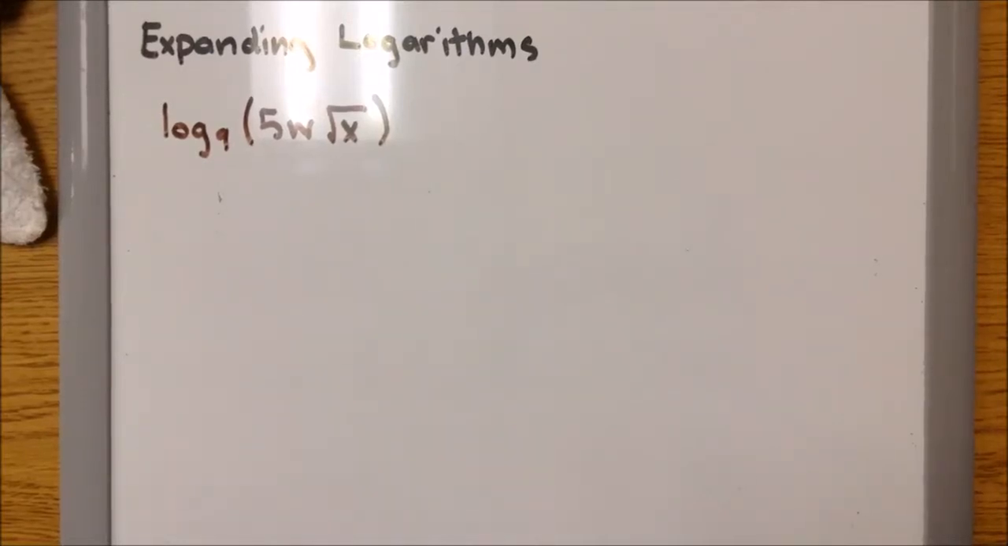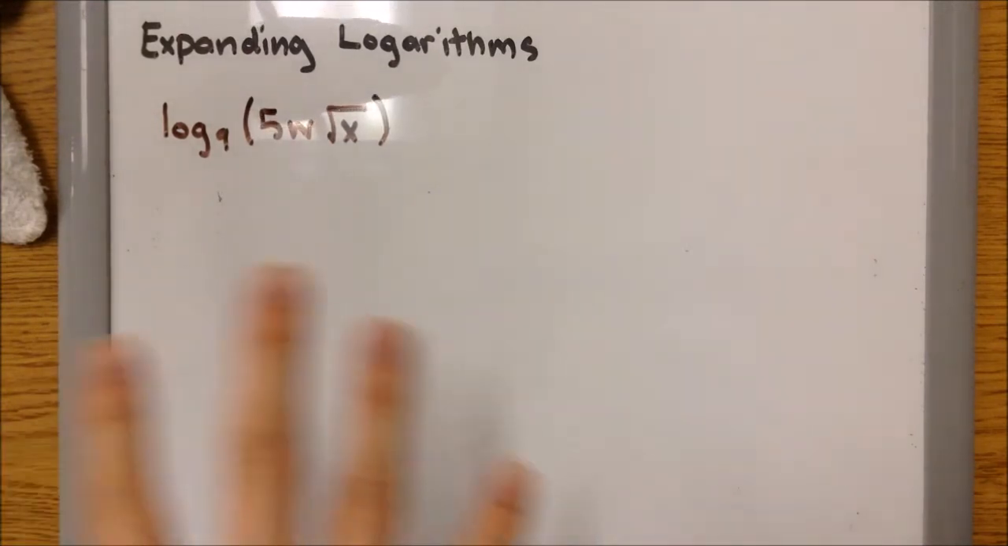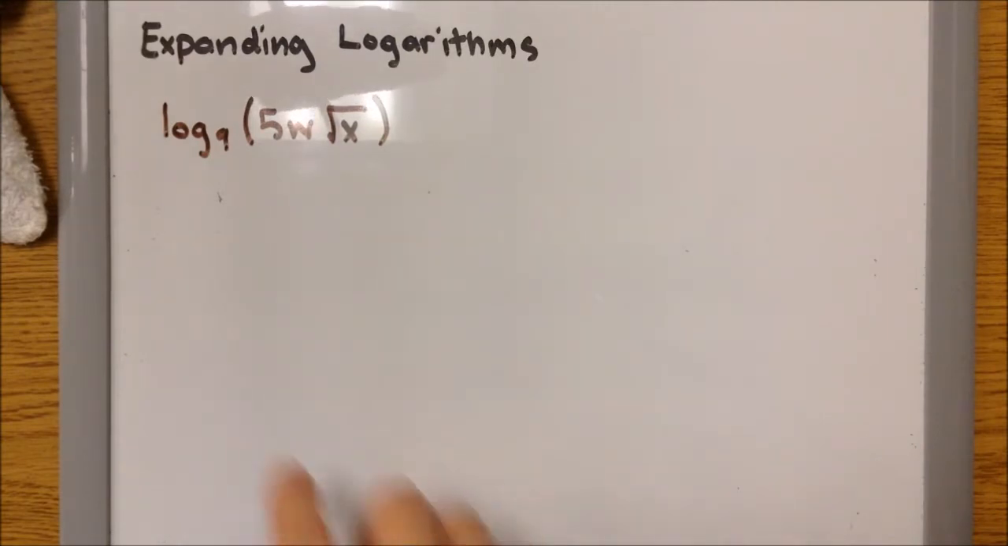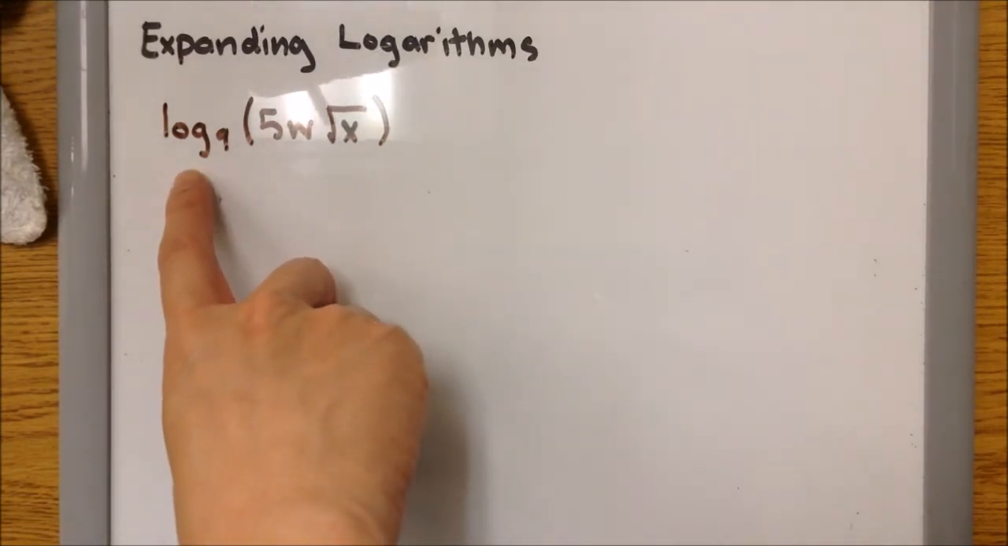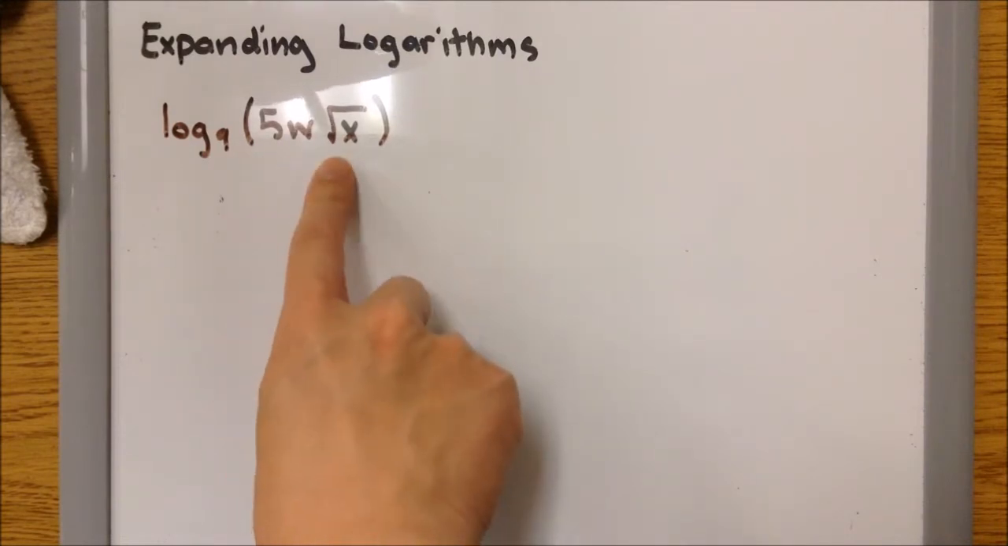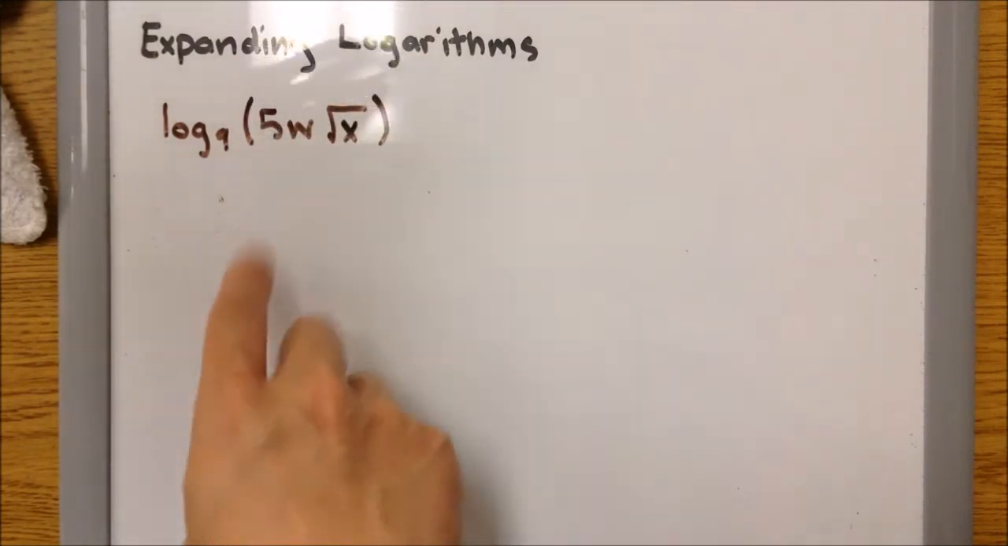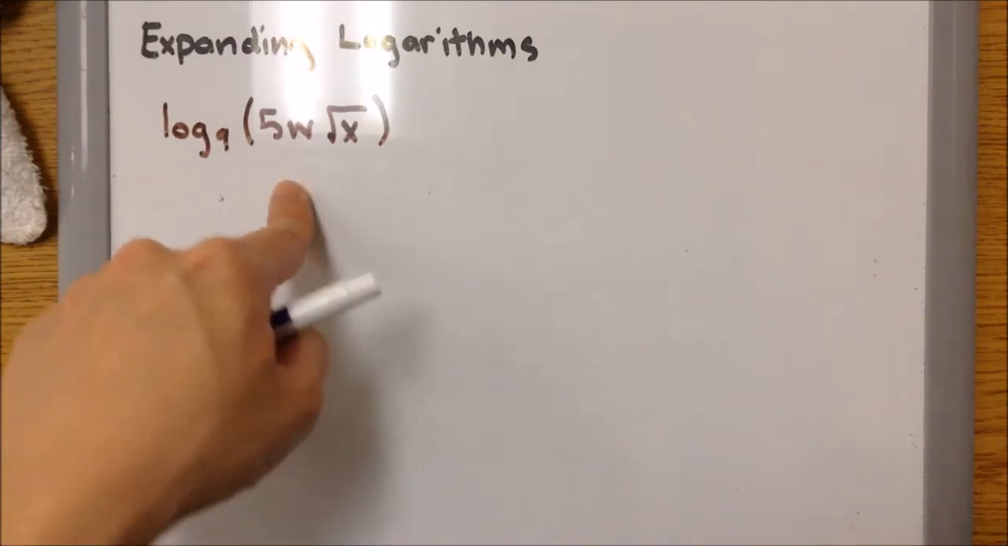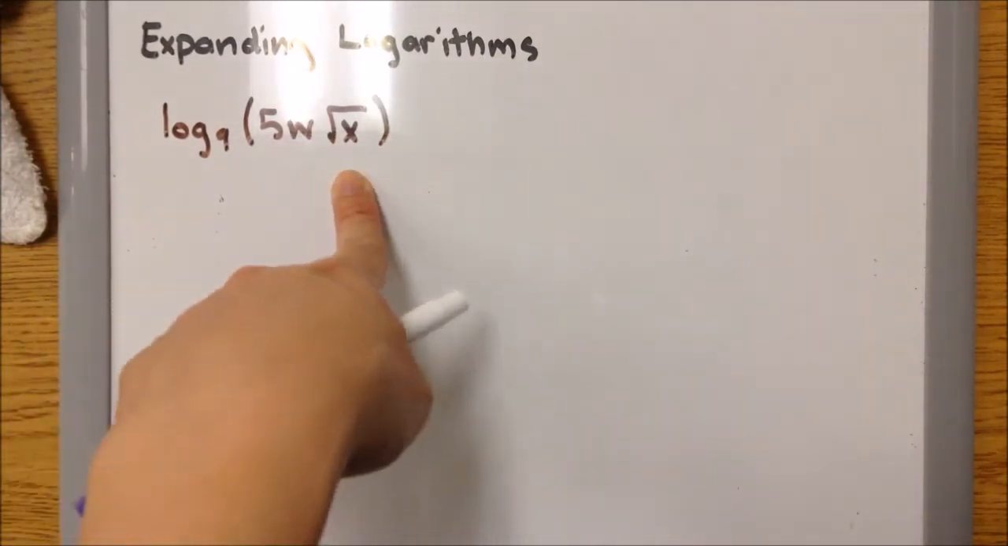Alright, so we're going to talk about expanding logarithms using the properties. For expanding logarithms, we're going to break into separate parts and make it longer. So in our first example, we have log base 9 of 5w square root of x. In this example, we have three parts: 5, w, and the square root of x.